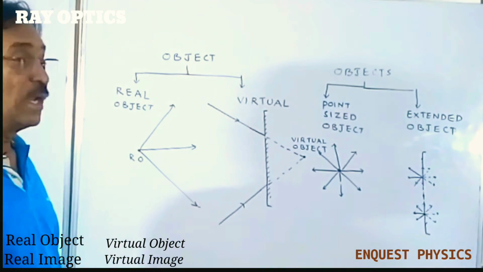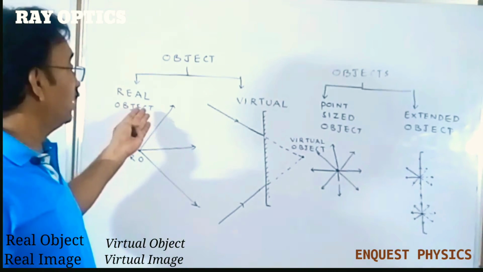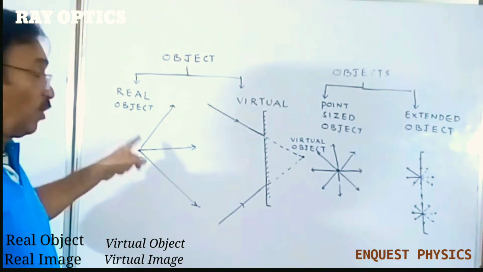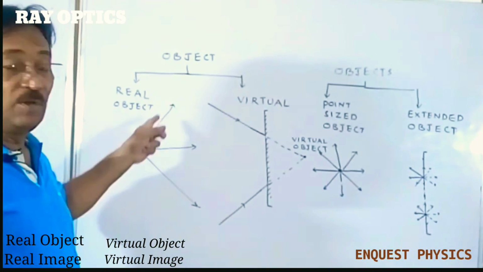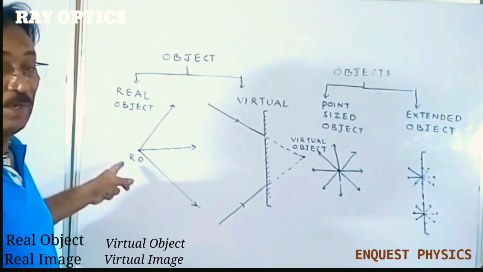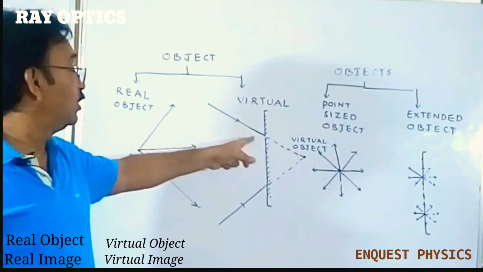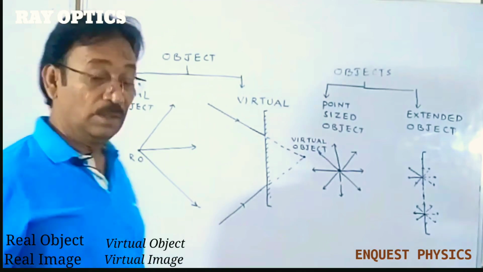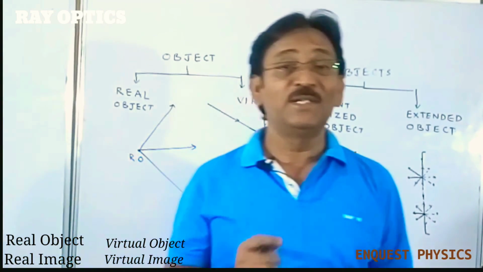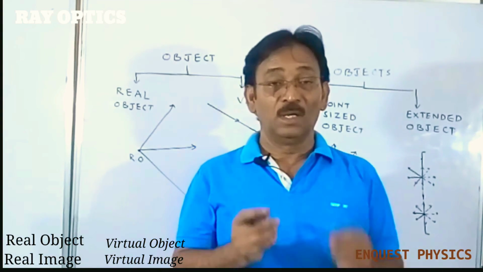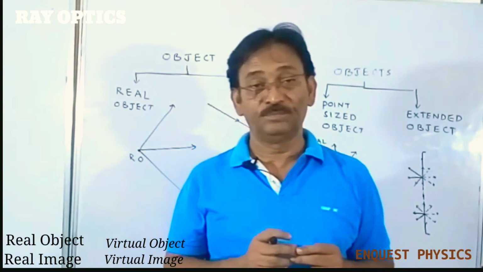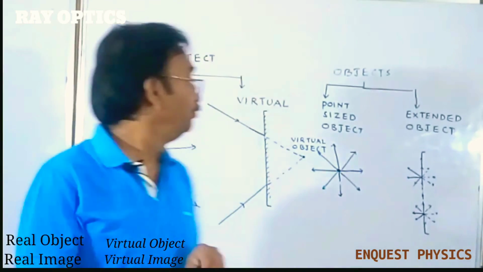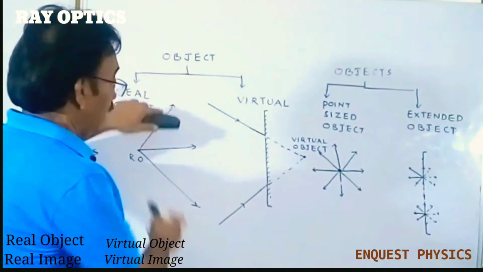Here in this way, we can classify the objects as a real object and virtual object. I hope you understood. From an object, where rays appear to be diverging, it is known as the real object. Where rays appear to be converging, it is known as the virtual object. It is a classification. Then after we have to know what the image is. Image is nothing but the point of intersection of the rays. You can understand this thing very easily. I hope you understood this.